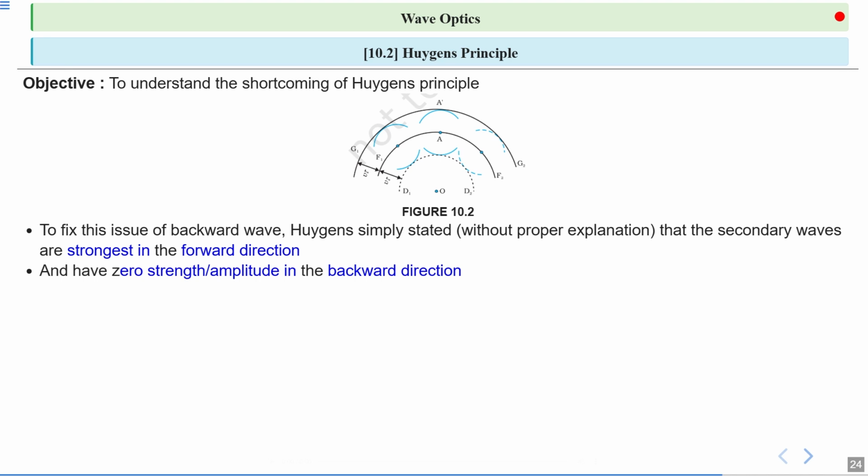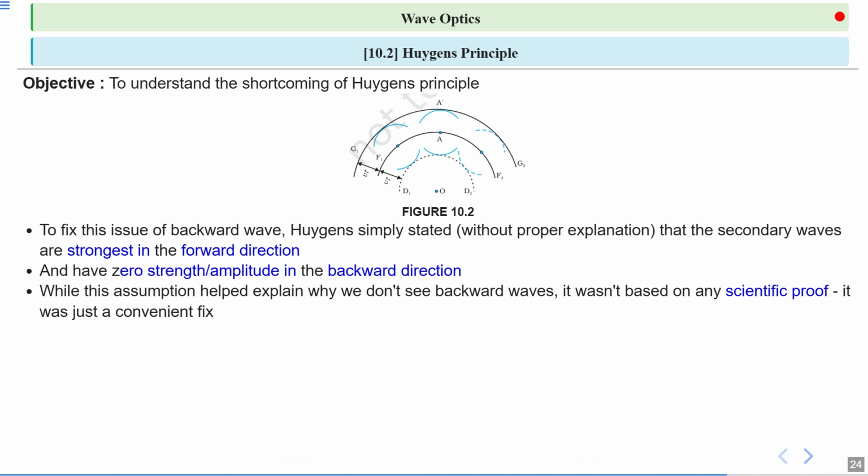Huygens also stated that these secondary waves have zero strength or amplitude in the backward direction. He stated that secondary waves are strongest in the forward direction and have zero amplitude in the backward direction. But again, it lacked scientific proof. It was more of a convenient fix than a thoroughly explained phenomenon. While this assumption helped explain why we are not seeing backward waves, it wasn't based on any scientific proof. It was just a convenient fix.